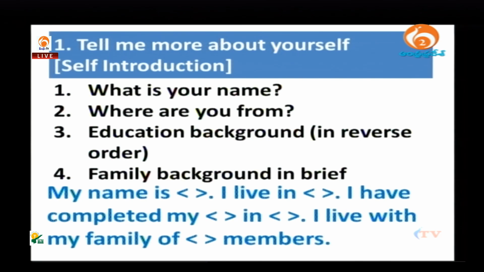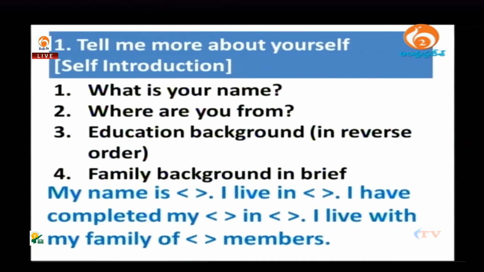And I repeat, you have to state your first and last name, where you are from, where you belong to, and your education background, but in reverse order. Whatever you have pursued latest, you need to speak about that first.